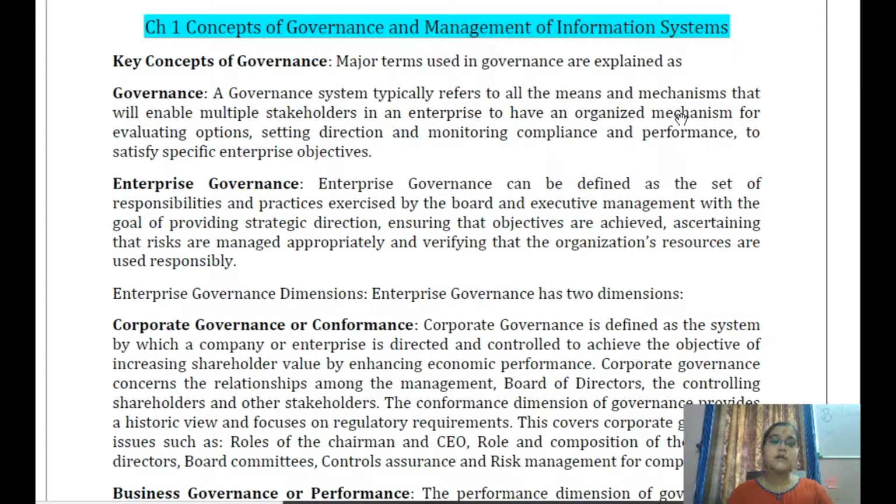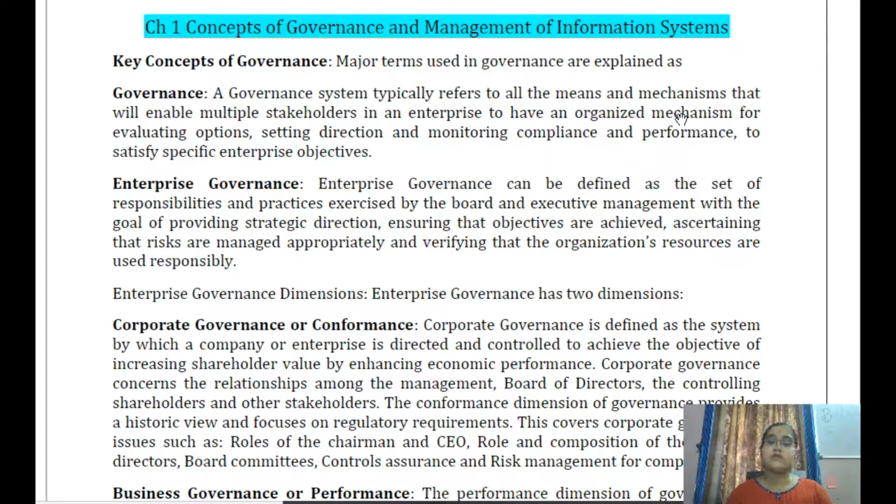Why do we need a mechanism? To evaluate the options, set directions and monitor compliance and performance. The mechanism helps the stakeholders to understand what options are available, which direction the organization should be moving in, and monitoring compliance means checking whether it is following the specific law and order and set direction or not. So this will help in satisfying the enterprise objective.